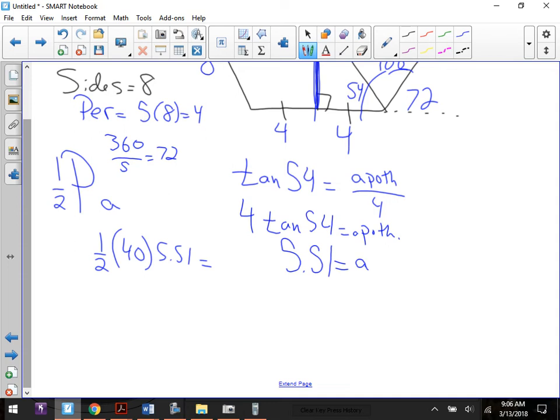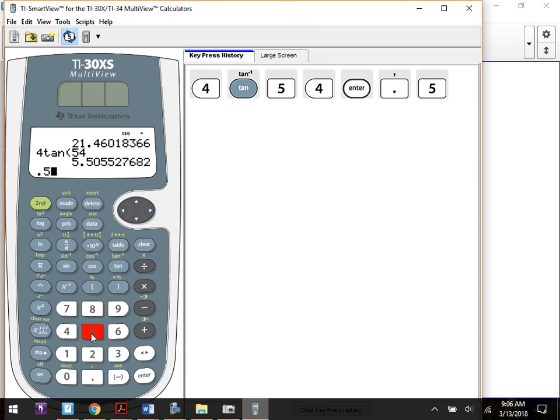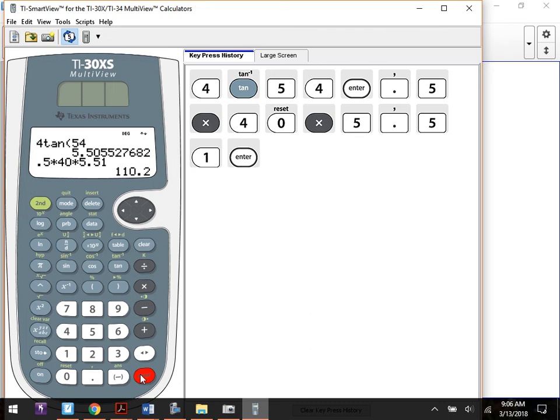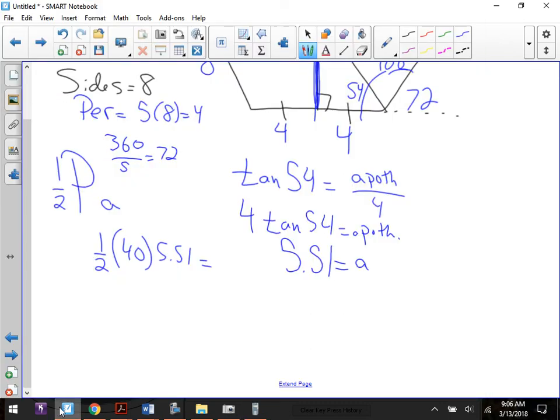Okay. Josh, when you press those buttons, what did you get? 110.2. Anybody else all right with that? I multiplied 1/2 times 40 times 5.51. An easy way to do that in the calculator is just go 0.5 times 40 times 5.51. 110.2, like the man said.